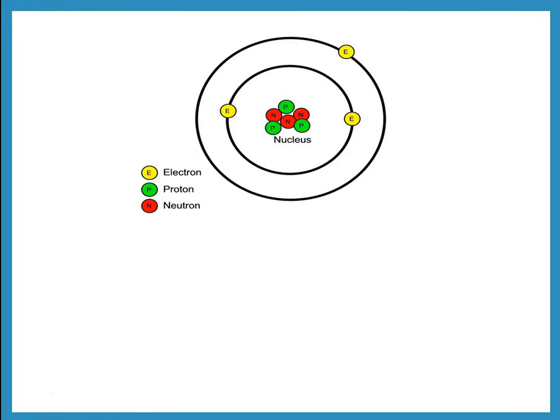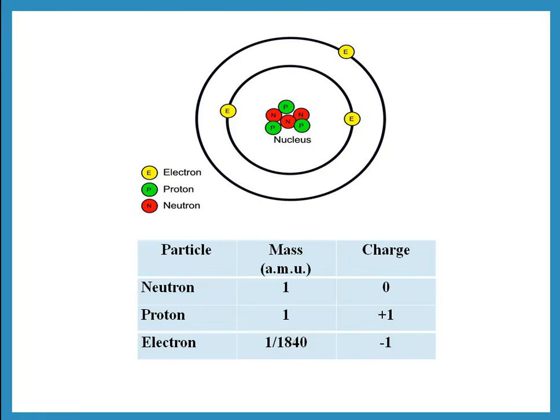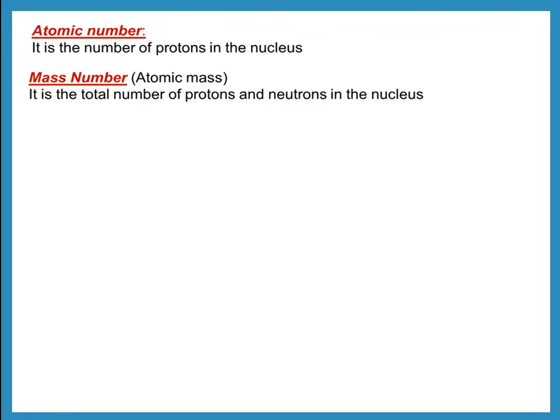This is basic. You probably know already that the atom is made up of a nucleus that contains protons and neutrons, and electrons revolving around the nucleus. The neutron and the proton have a mass of 1, while the electron has a very small mass, which we give as 1/1840. With respect to charges, you should know that the neutron is neutral, so its charge is 0. The proton has a charge of +1, and the electron has a charge of -1.